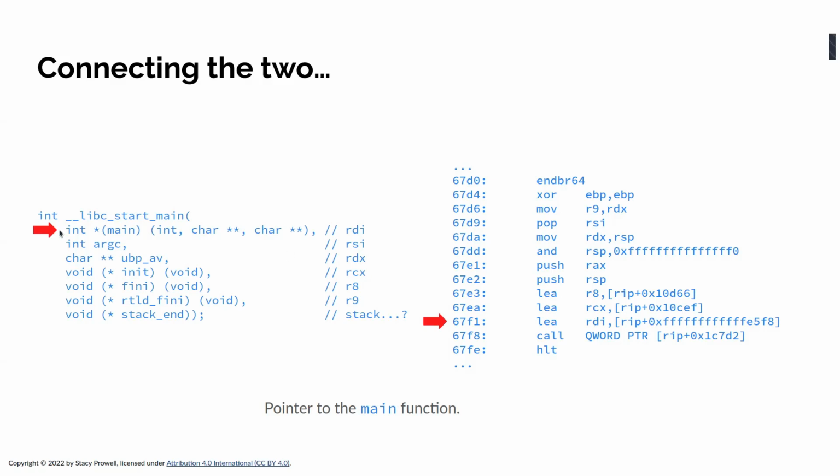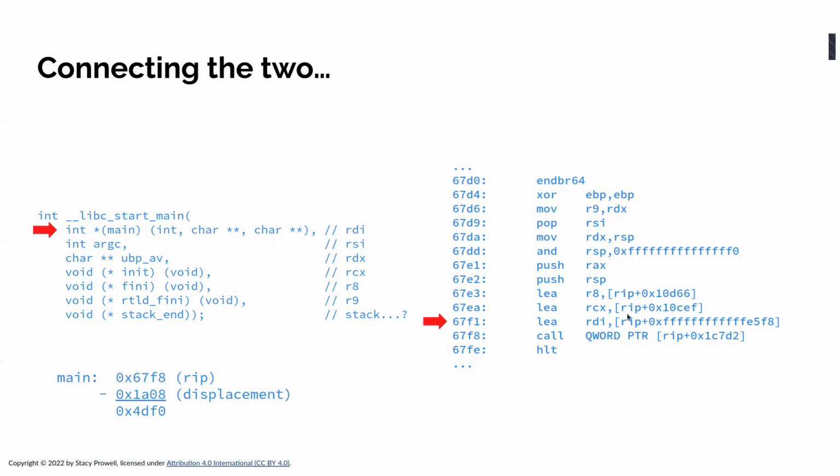And that, RDI, is the first argument. So that's the address of main. So there we go. We load the address of main into RDI, and then we call libc start main. And then there's this halt. So what is the address of main?